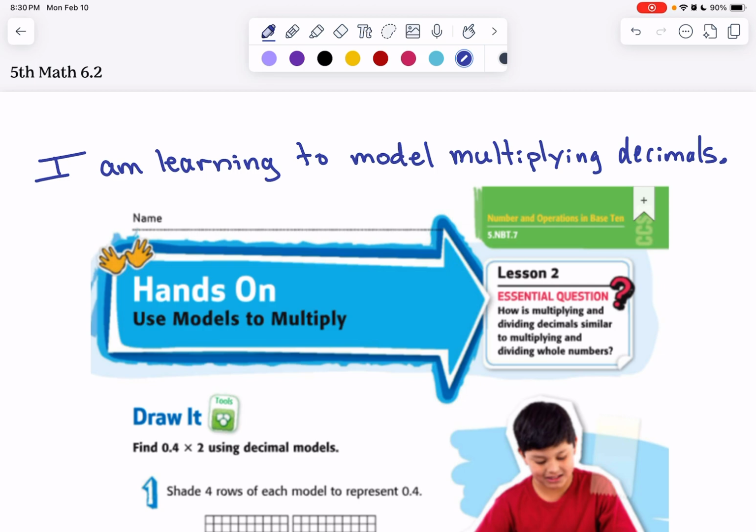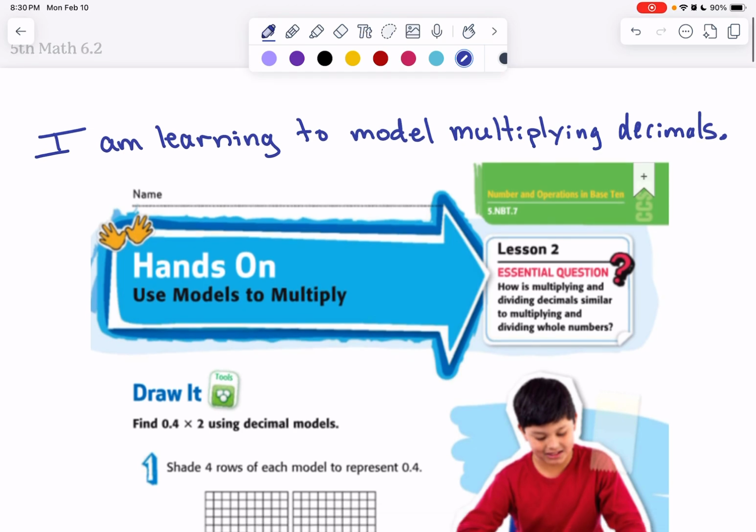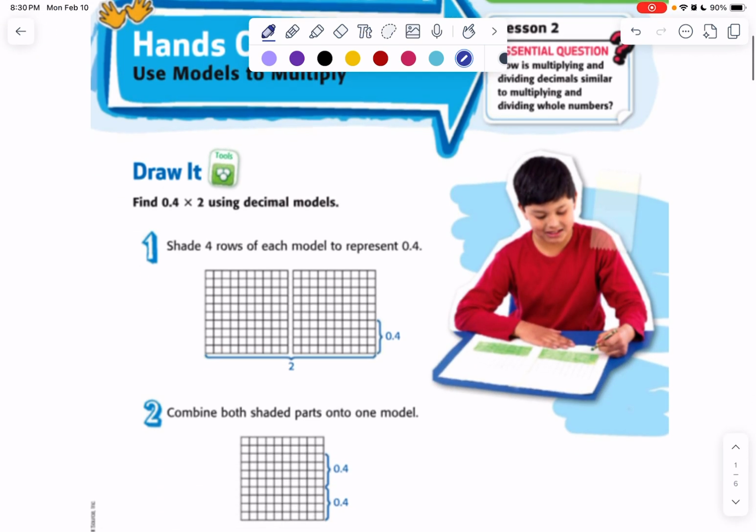And today we are going to learn how to model the multiplication of decimals. Okay? So let's take a look at some models right now. All right. Our question here says find 4/10 times 2 using decimal models.